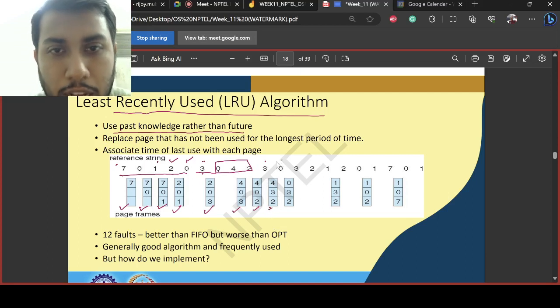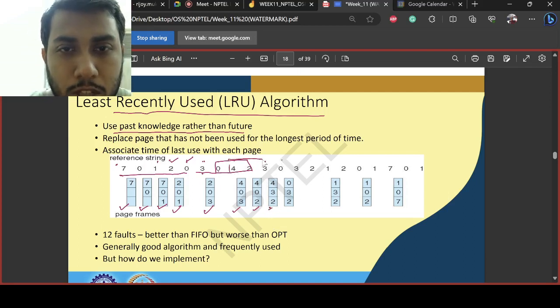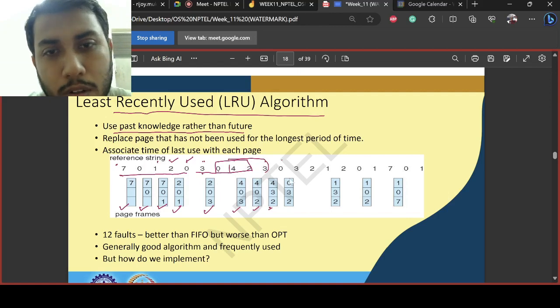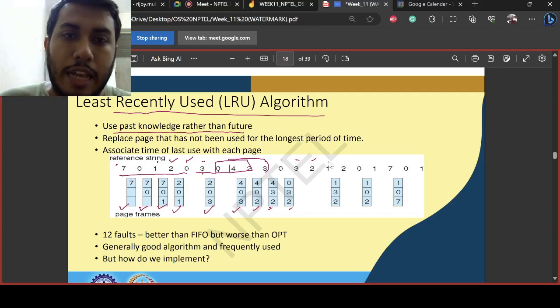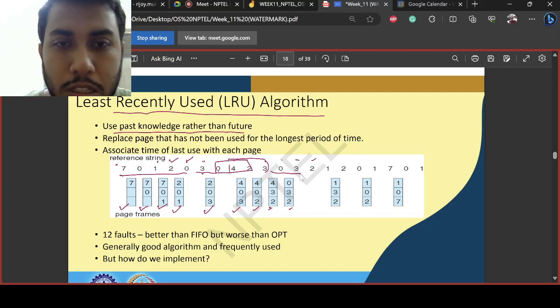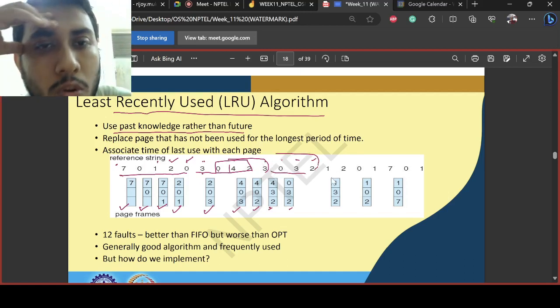Now 0 is requested. Again we will use the same technique. Which one has been least recently used? 4. So 4 will be evicted. Now 3 is requested. 3 is already present. 2 is requested, already present. Then 1 is requested. So we will look at the window and check which has been the least recently used, and that is 0. So 0 will be evicted.